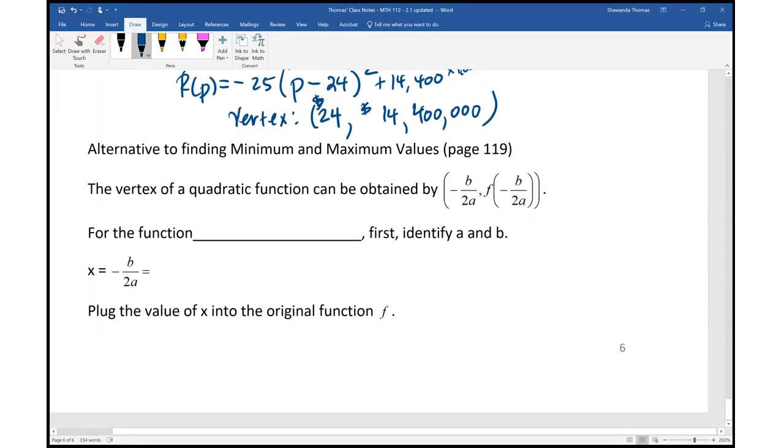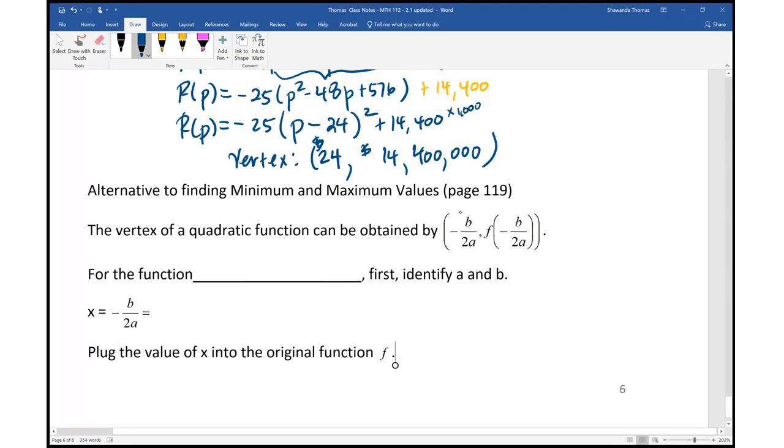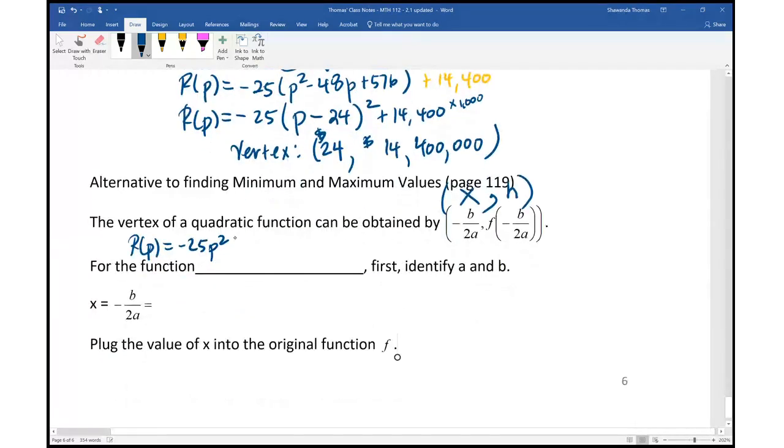All right, here is just a shortcut way to find the vertex. The formula is this: negative b over 2a for your x, and for your h, you will just plug that x back into the function. For example, x is negative b over 2a. So let's go back to the original problem, which is r of p equals negative 25 p squared plus 1200 p.